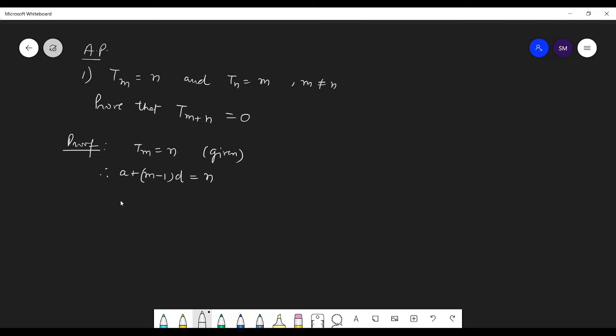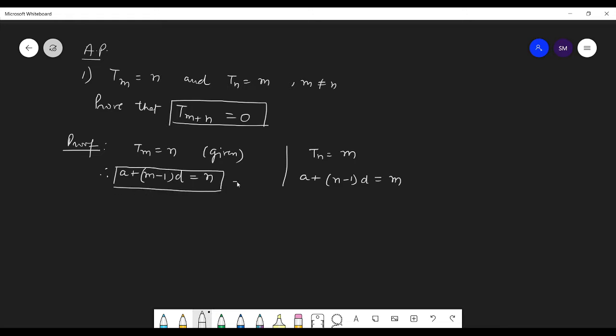Now Tn is equal to m. So similarly you can write the nth term also. So what will it be? a plus (n minus 1) into d is equal to m. Students, the important thing is that you have to prove this, and this is given to you. So you have these two equations, and you have to combine these two equations to get this result.